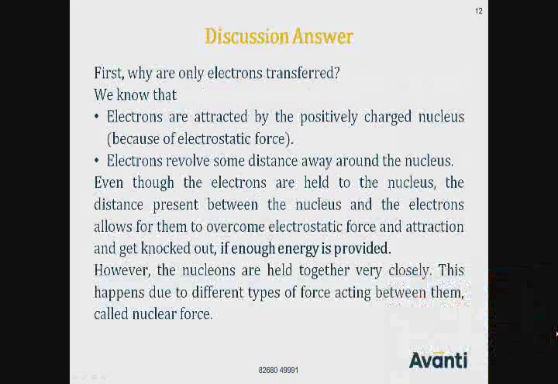Okay, so let's check out. First, why are only electrons transferred? Electrons are attracted by the positively charged nucleus because of the electrostatic force. Electrons revolve at some distance away from the nucleus. Even though the electrons are held to the nucleus, the distance between the nucleus and the electrons allows them to overcome the force of attraction and get knocked out if energy is provided.